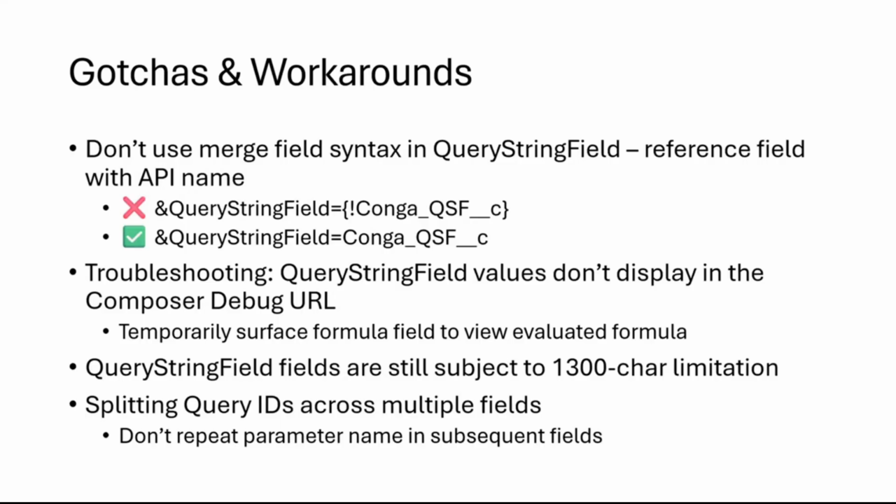Lastly, let's cover a few gotchas. First, don't use merge field syntax in query string field. Query string field parameter expects the API field name only, not a merge field. Secondly, you won't see the evaluated formula when troubleshooting using the Composer debug URL. So when troubleshooting, it can help to temporarily add the formula field to your page layout or use a tool like Salesforce Inspector just to see what it's actually producing. And finally, remember that the formula field will still be subject to that 1,300 character limit.